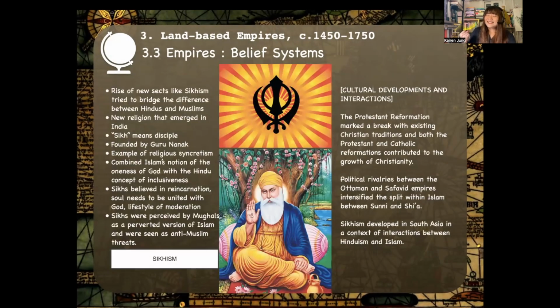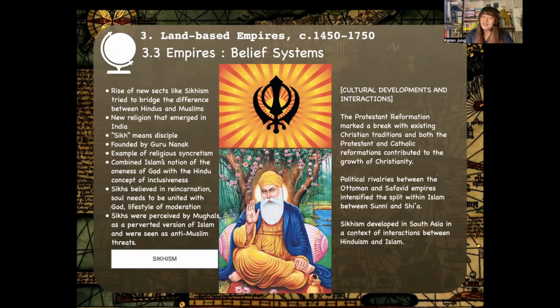Now let's look at Sikhism, because the CED says we should, but also because it's super interesting. The rise of new sects like Sikhism, you have to pronounce it very carefully, sects, like Sikhism, tried to bridge the difference between the Hindus and the Muslims.